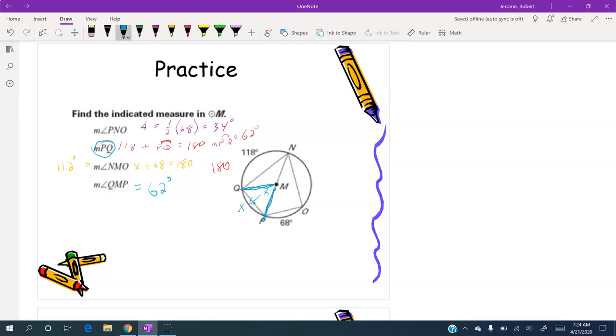So we have a couple central angle questions in there also. Couple arc addition, couple inscribed angle, couple central angle. We just mix it up a little bit.